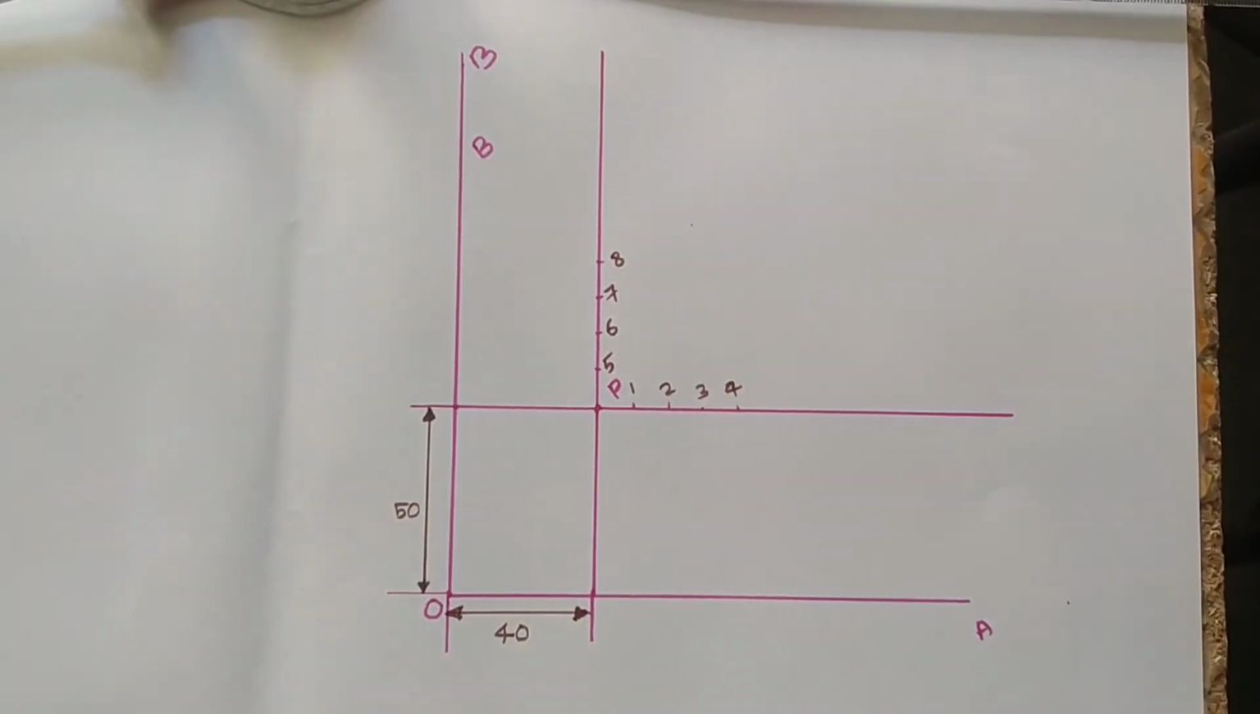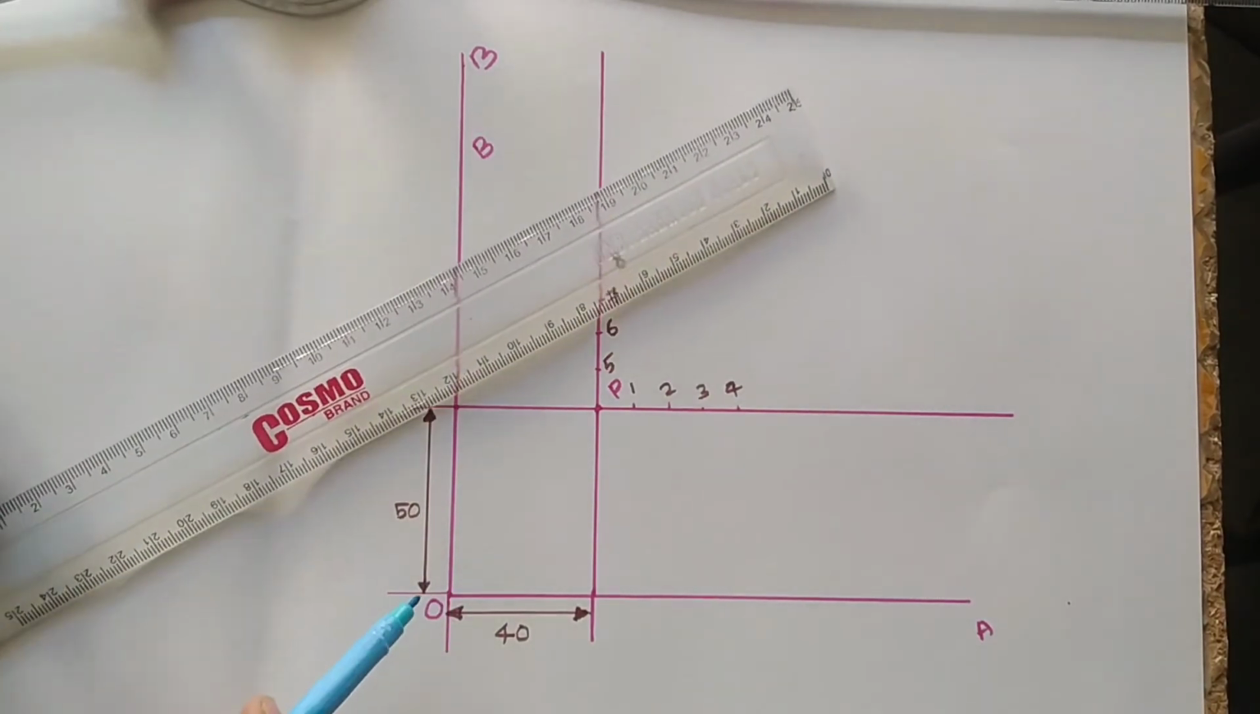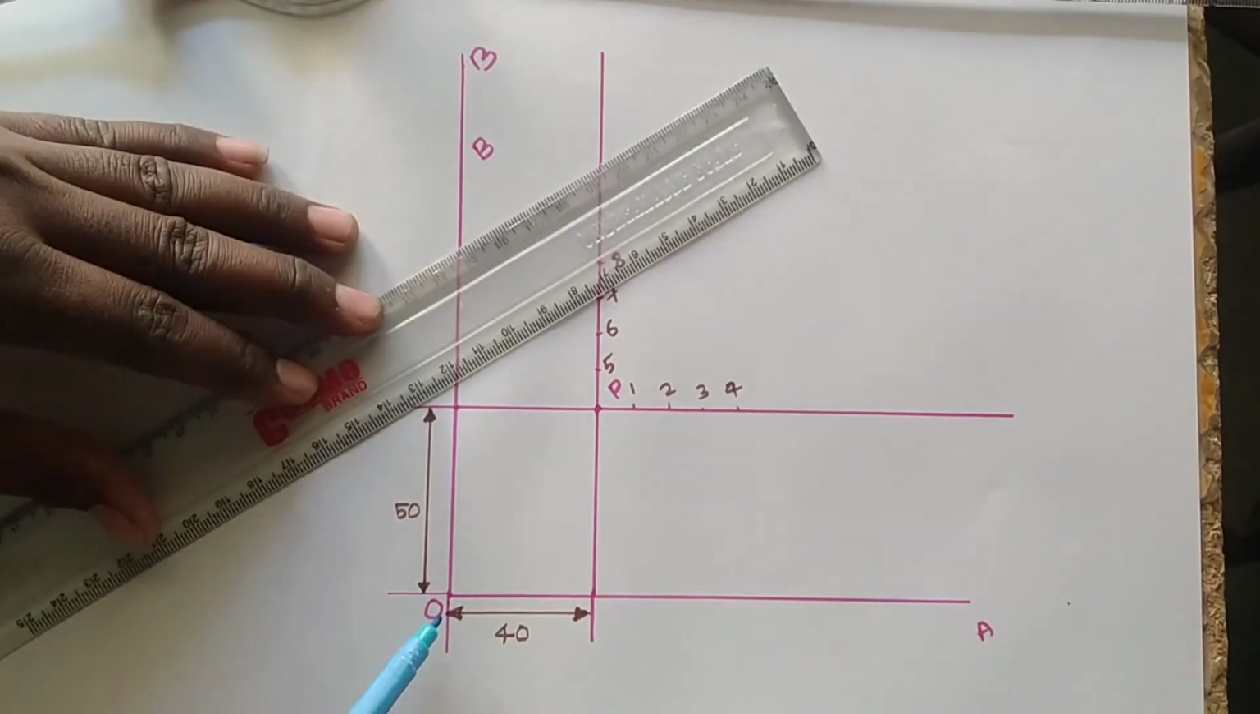Next, join these points with lines from the intersection point of OA and OB, drawing the lines with the help of your scale. This is the center point O, the intersection point of the OA and OB lines.